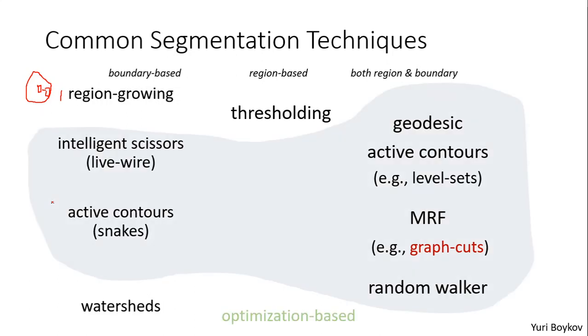Out of these, these are the ones that are optimization based. You can see watersheds has no optimization, but intelligent scissors uses Dijkstra's, and this one uses either gradient descent or dynamic programming, so they have an optimization behind them. Geodesic active contours use level sets optimization, and these MRF energies that are minimized through graph cuts use graph cut optimization.